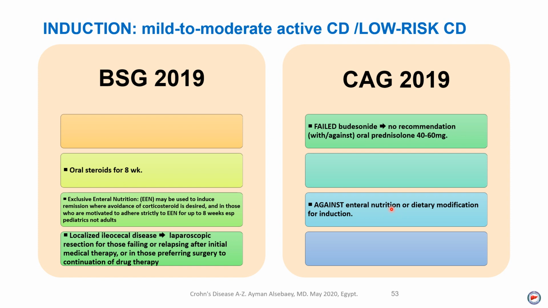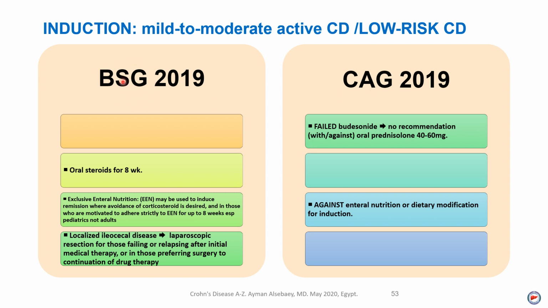Suppose that the Crohn's disease is present in the intestine and is not localized to the terminal ileum. How should we give treatment? Here the CG said, and this is a very important question, if there is failure of the budesonide, if I give budesonide and there is no response, there are no recommendations with or against oral prednisolone. If you want to give oral prednisolone, give. If you want to switch to biological therapy, switch. There is no strong recommendation.